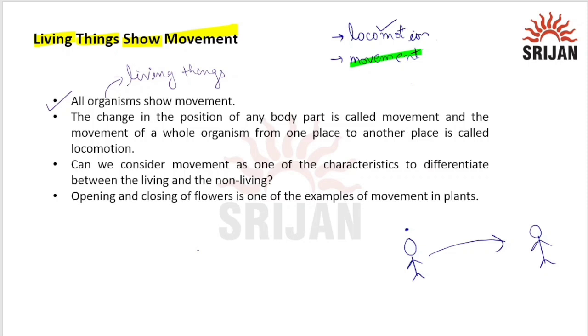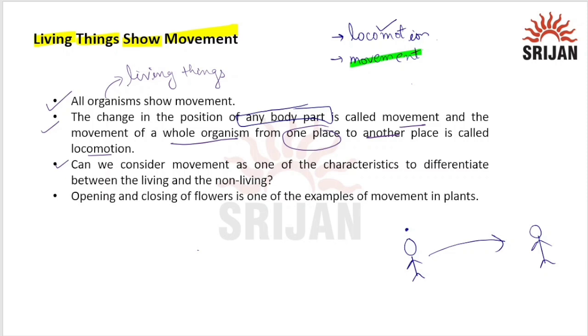It is written that movement is the change in the position of any body part. The example which I gave you, like waving of the hand or kicking the ball, is a change in the position of a part of your body. Fine. It is called movement. And if the movement is of a whole organism from one place to another place, it is called locomotion. Like I gave you the example that suppose you are standing and you start to walk. So this is an example of locomotion.